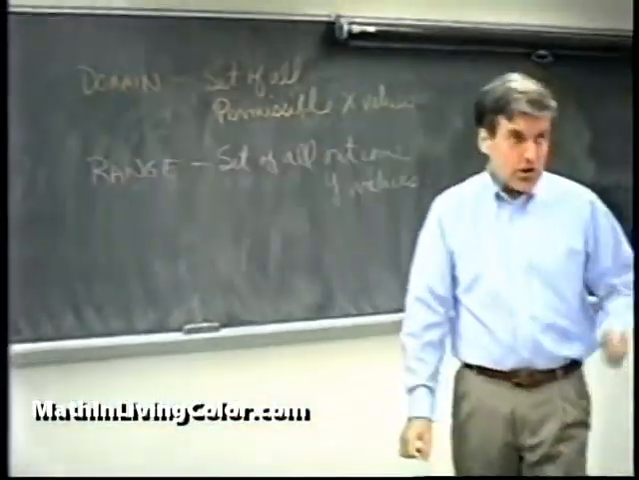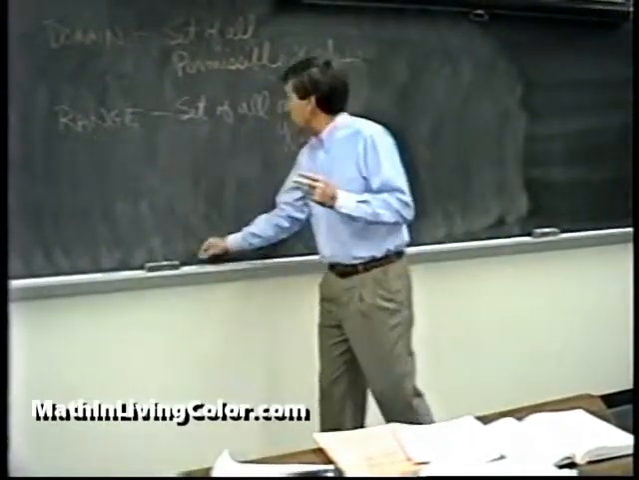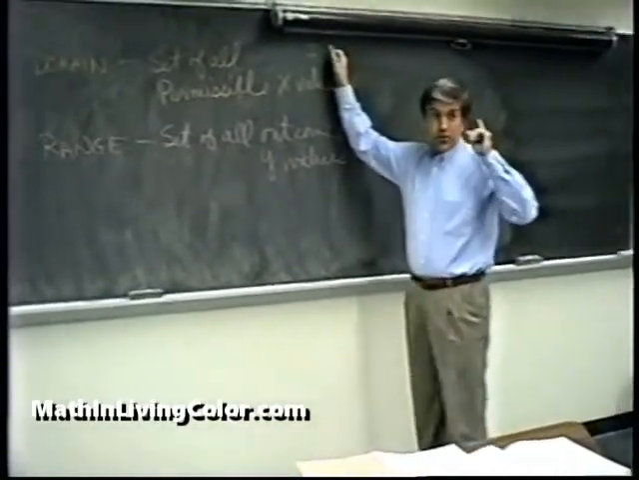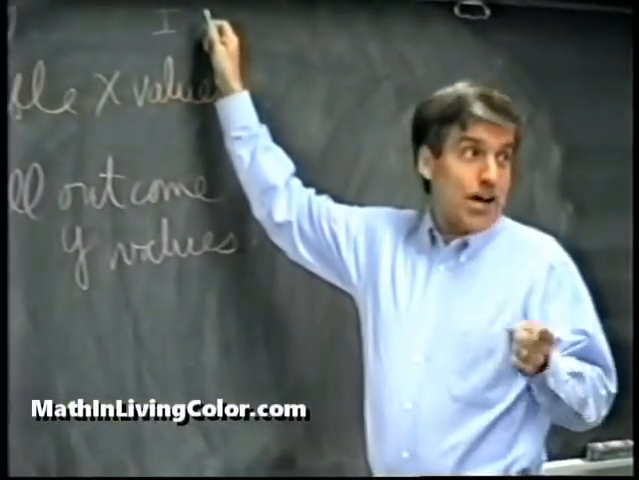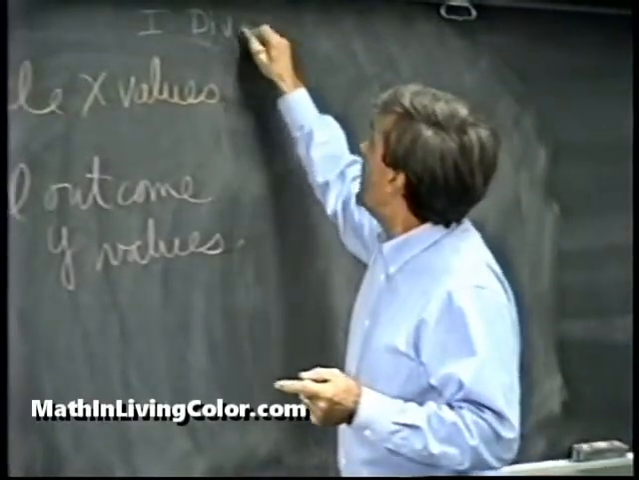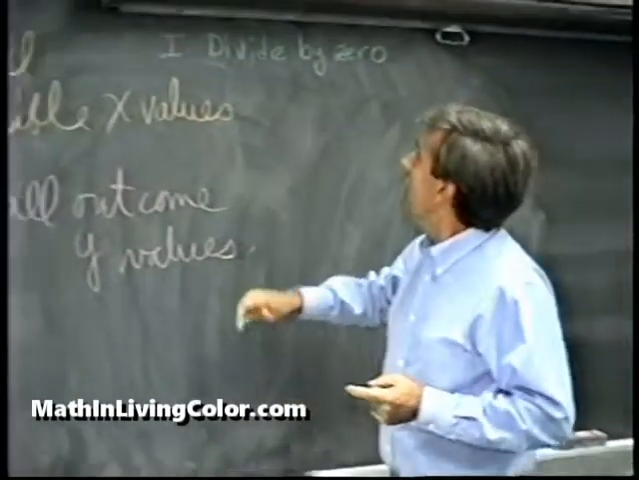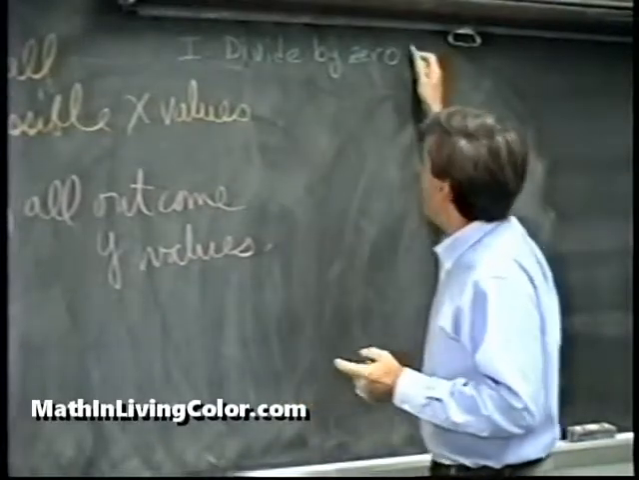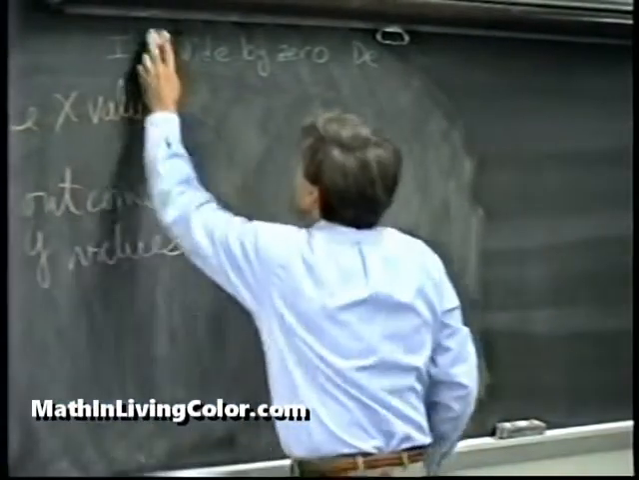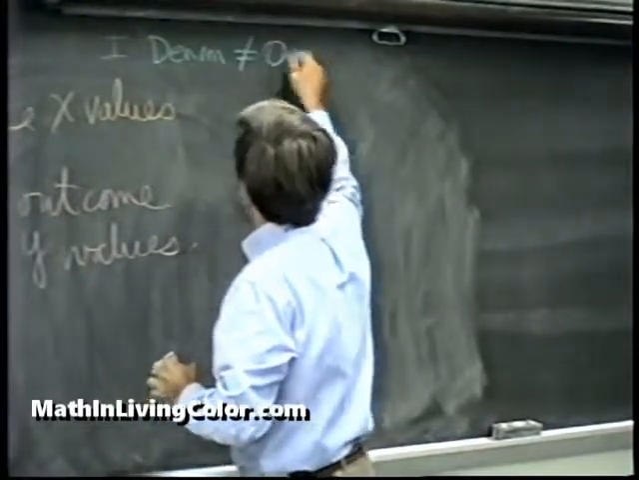All right? Now, there are two things that are not allowed in the real numbers. Can you tell me what those two things are? Number one, you are never, never, never allowed to divide by what? Divide by 0. All right? Never divide by 0. In other words, what's the rule here? Denominators cannot equal 0. Okay?